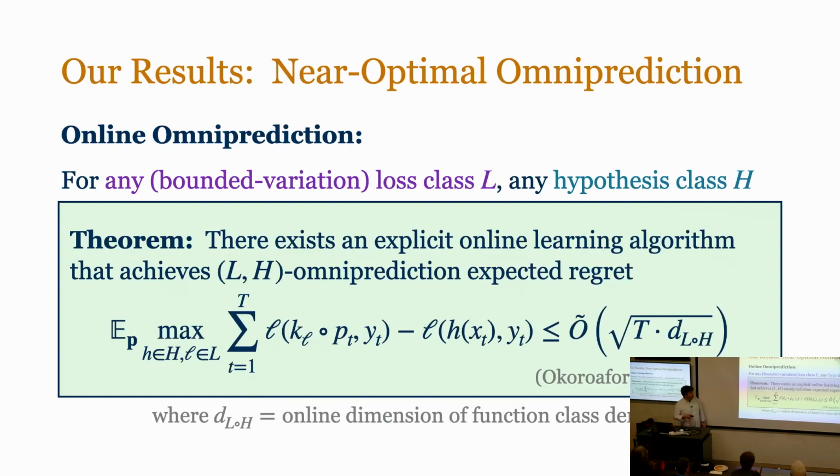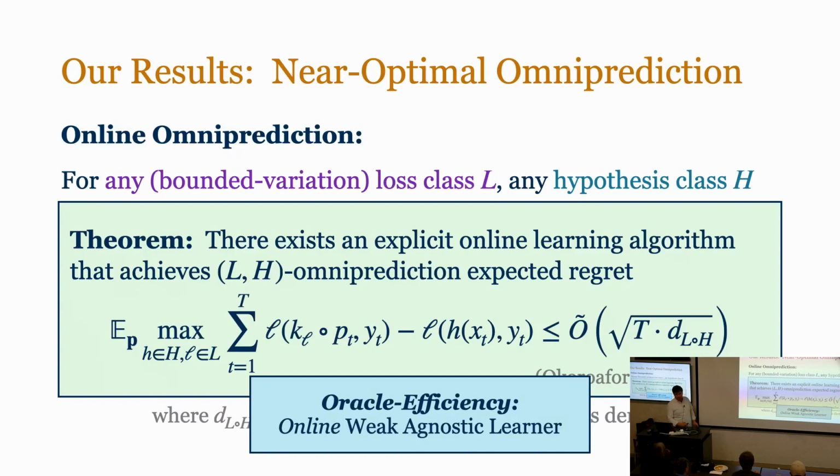Okay, in fact, where does this result come from? It actually comes from an online algorithm that we give. Okay, we study this problem in the online learning setting, and we show that there's a way to achieve bounded regret with respect to this omni-prediction objective. And this one, too, we can make oracle efficient in some online sense.